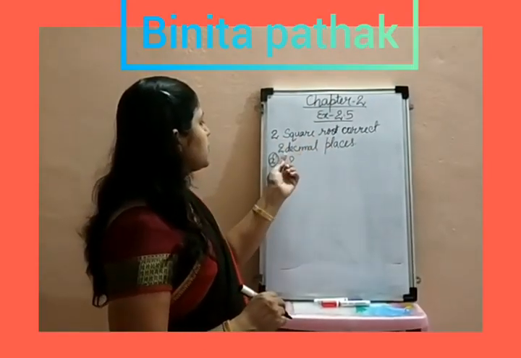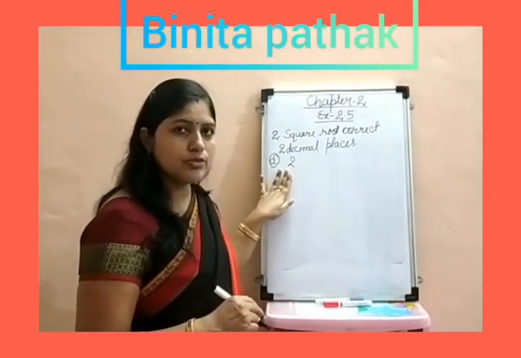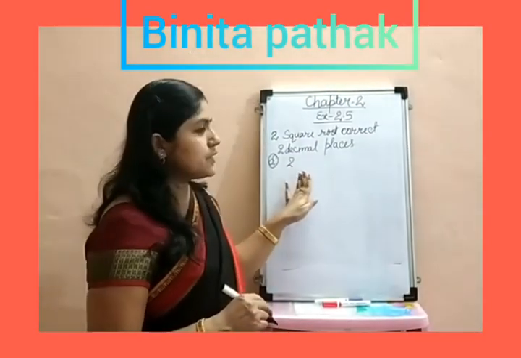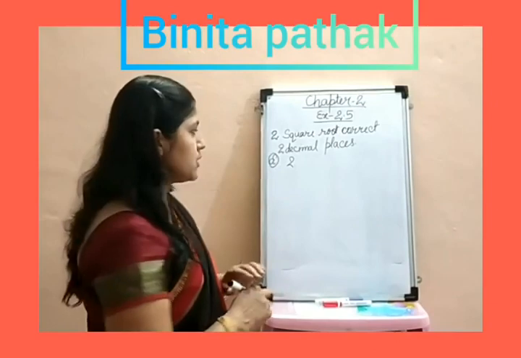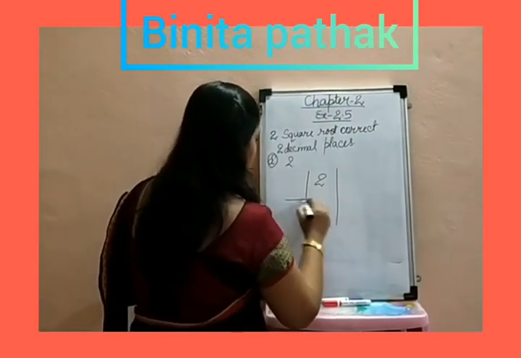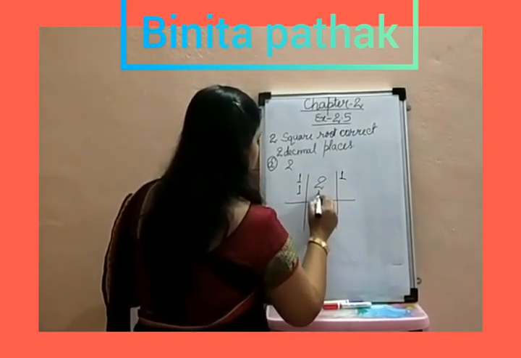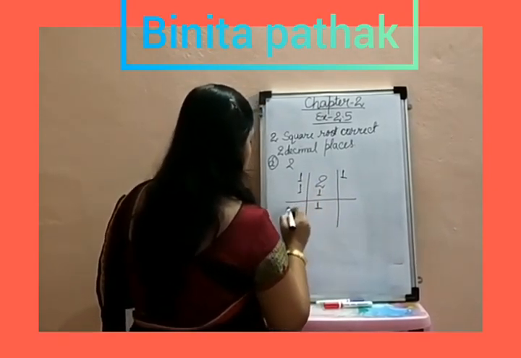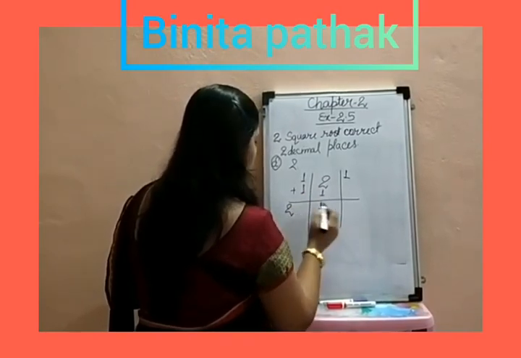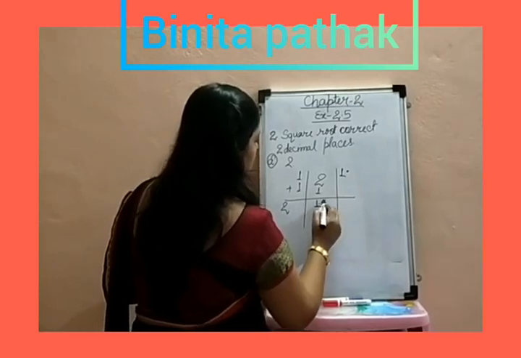Square root correct to two decimal places. It means we need to find out the square root of 2. But after decimal, there will be only 2 digits. So 2 here, 1 time, 1 is here, 1 plus 1 is 2. 1 is here and 2 is here. So put a decimal here and double 0.